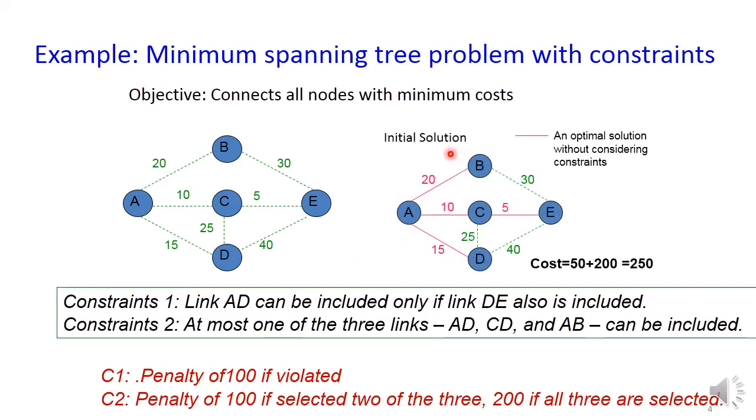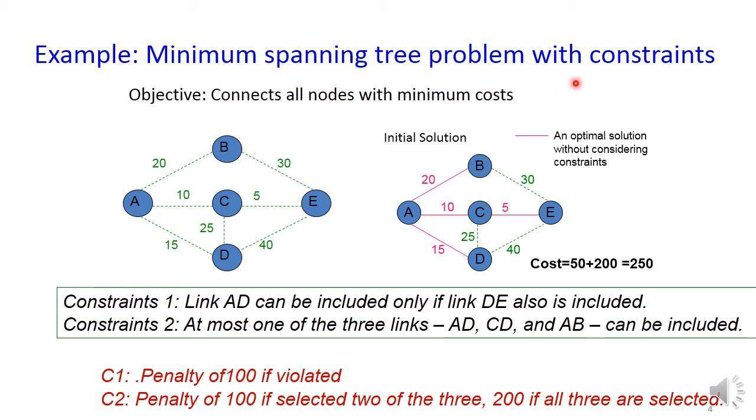So what we can do is, we can have the initial solution as an optimal solution without considering the spanning tree constraints. If you just consider the problem of minimum spanning tree without constraints, the initial solution, the minimum spanning tree, is nothing but AB, AC, CE and AD. These four edges form the minimum spanning tree without constraints. Of course, the basic cost is 20 plus 10 plus 5 plus 15. That comes to be 50.